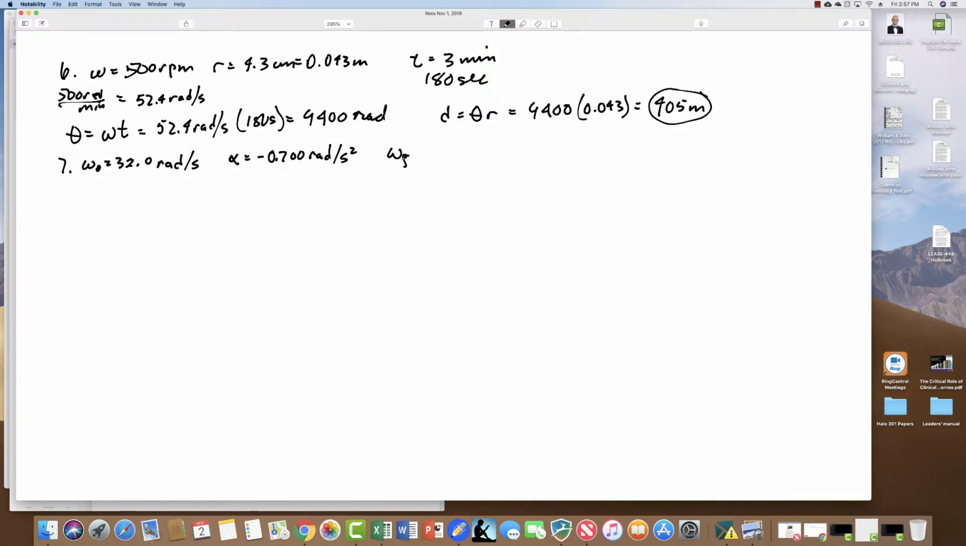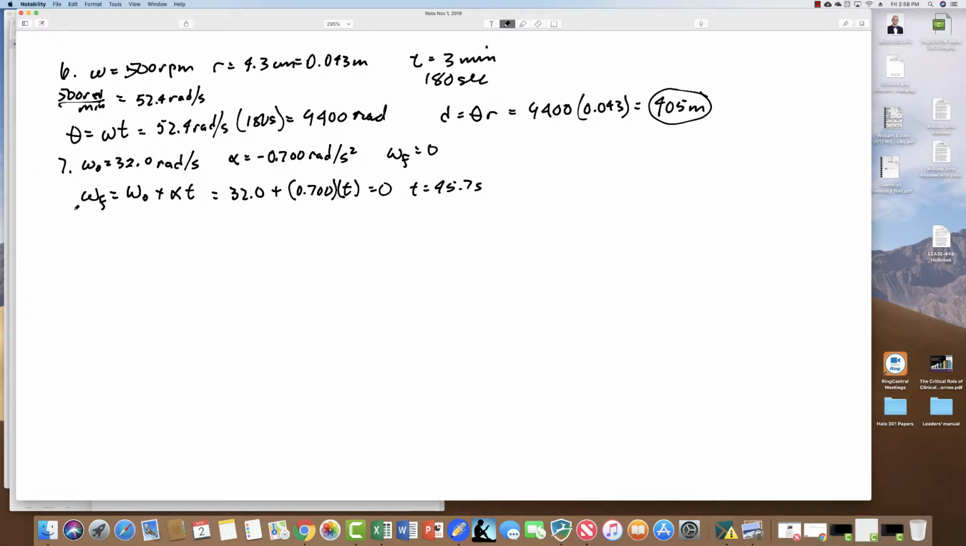So omega F is going to equal 0. Omega F is equal to omega naught minus alpha t, plus alpha t, excuse me. That's going to equal 32.0 plus 0.700 times t. And we know that omega F here is equal to 0. So if we solve this for t, we get 45.7 seconds. It takes 45.7 seconds.